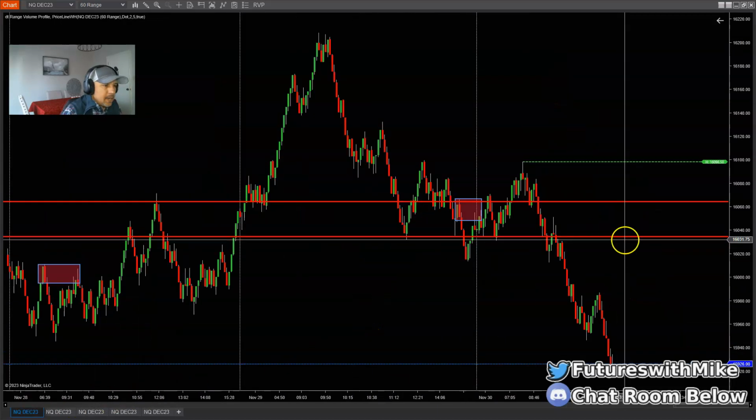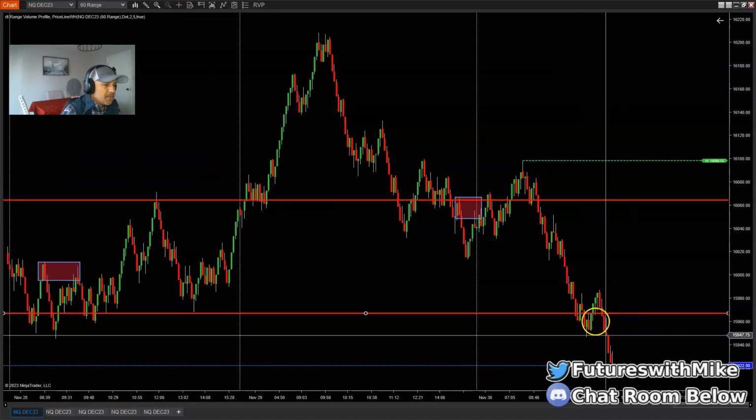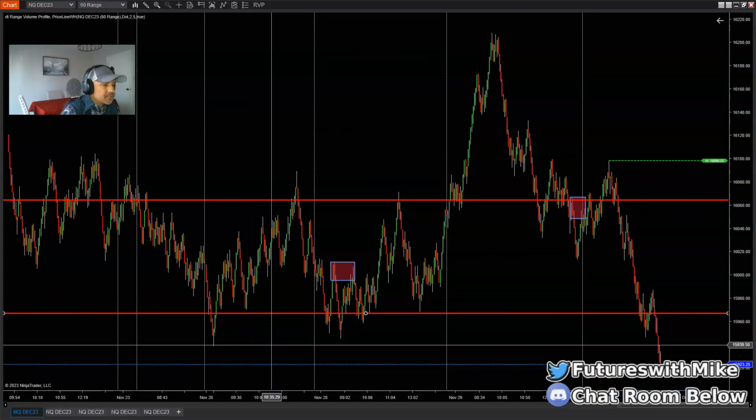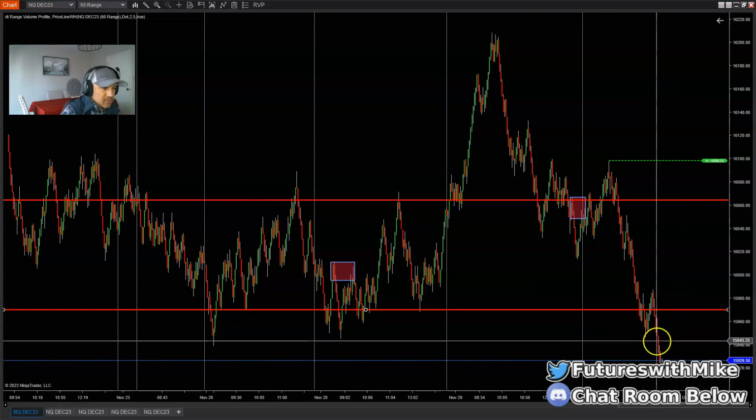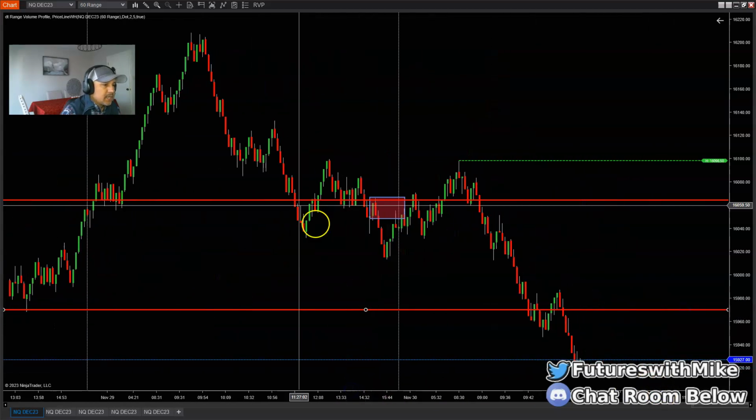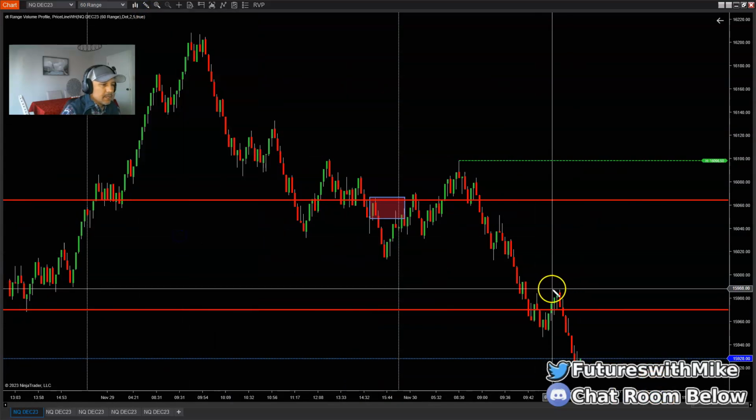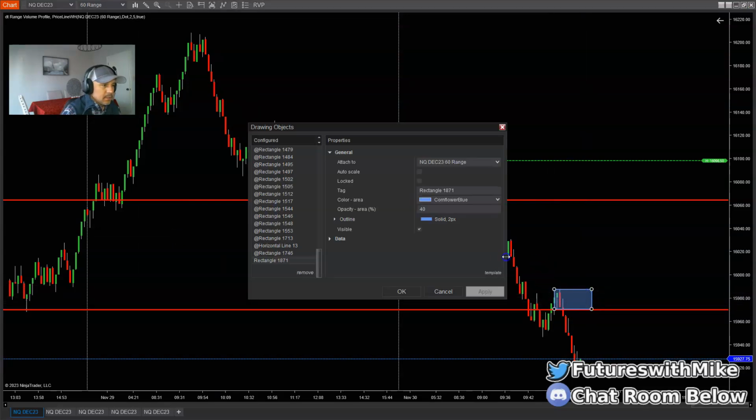Okay. Now marking an area of supply on the higher time frame. Okay, broke this area below here, major area structure, and now we have a supply zone right here on the higher time frame. I'm gonna mark that. Okay, it's right here so everyone can see it. All right, that's on my higher time frame 60 range.